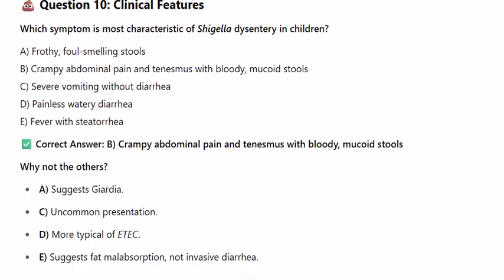Why not the others? A. Suggests Giardia. C. Uncommon presentation. D. More typical of ETEC. E. Suggests fat malabsorption, not invasive diarrhea.